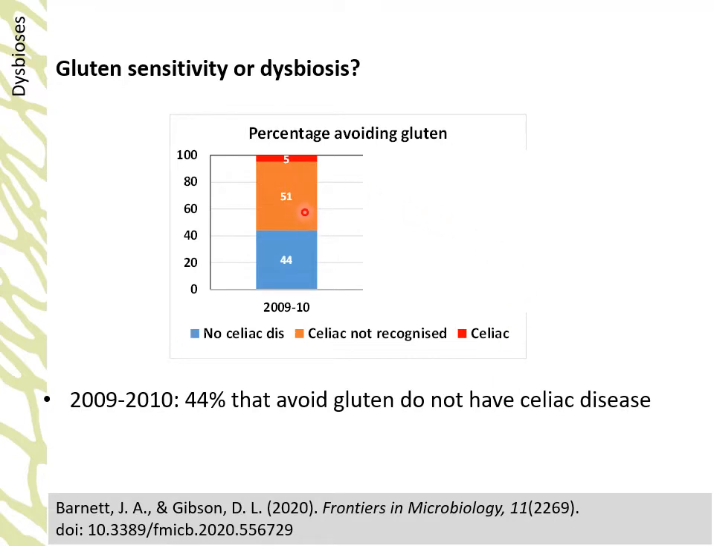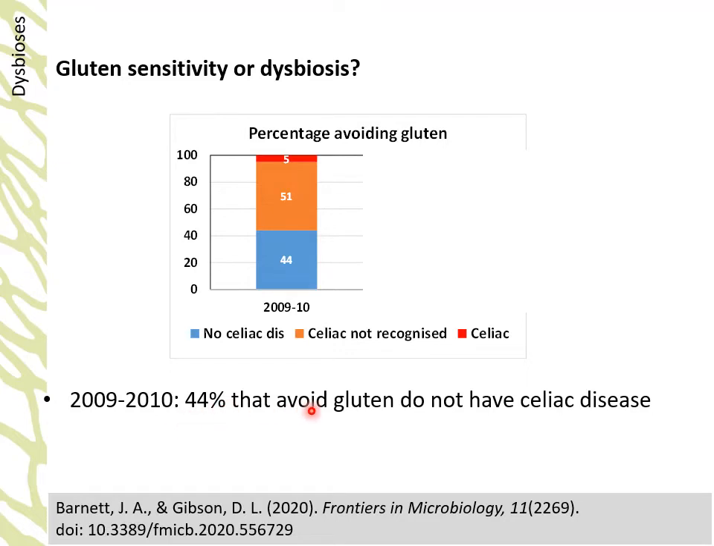Another 51% actually had celiac disease, but they didn't know. They were later tested for it, and then it was clear: aha, you're avoiding gluten because you are a celiac. So 56% avoided gluten simply because they had a genetic condition that made it impossible for them to eat gluten. But 44% avoided gluten, although they did not have the genetic disposition.